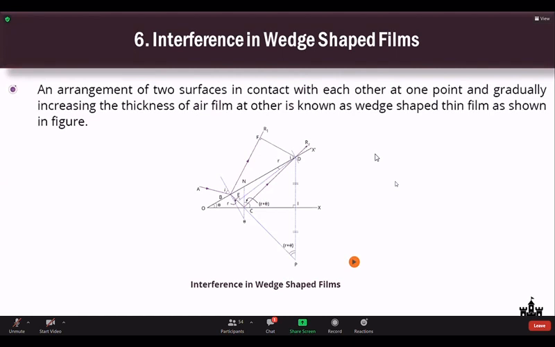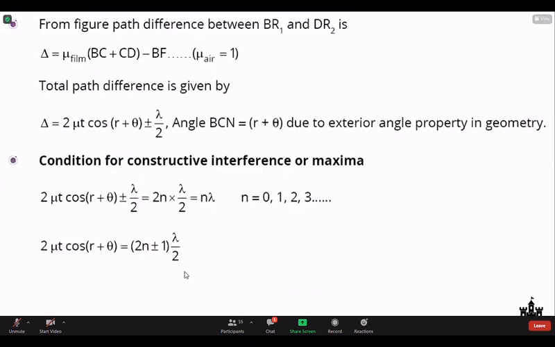Okay, so a wedge shaped film is such a film where there is an arrangement of two surfaces which make an angle at one point, and gradually the thickness of the air film is increasing. This type of film is known as a wedge shaped film.